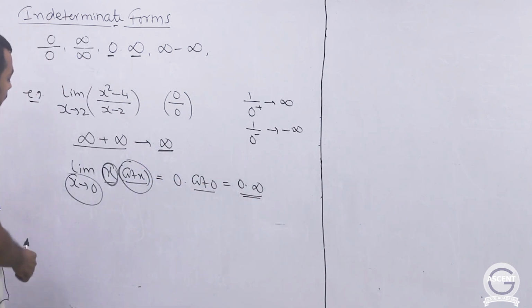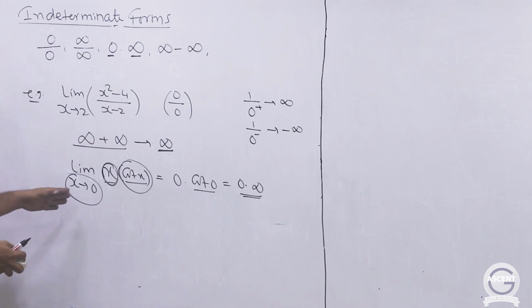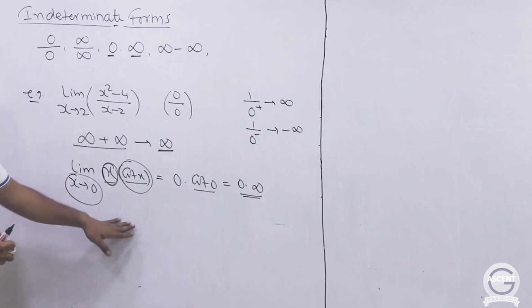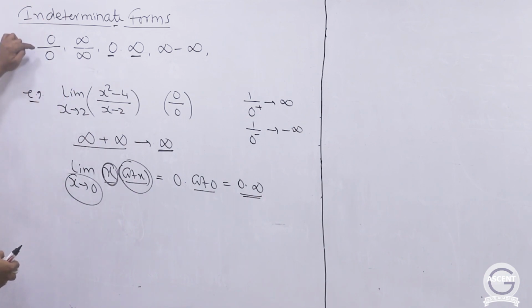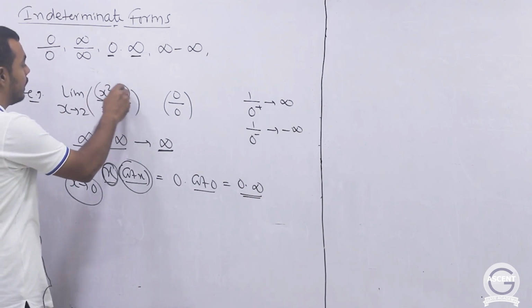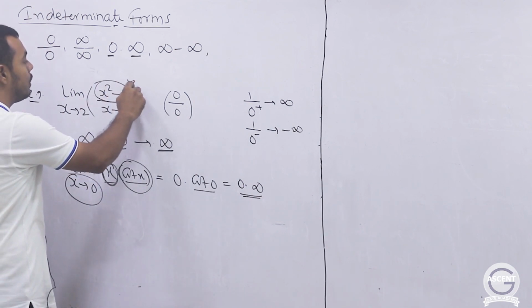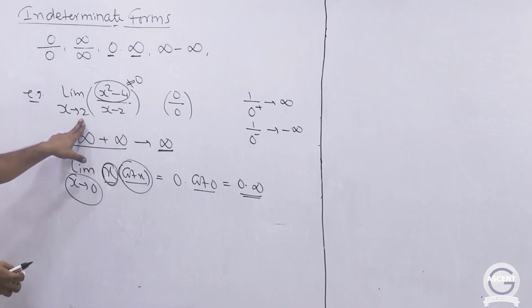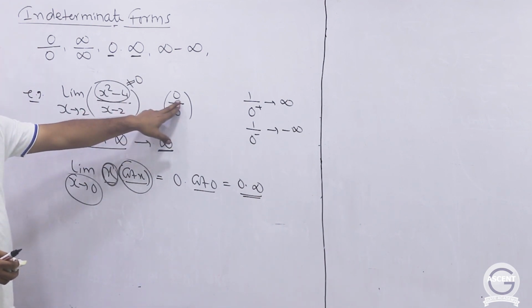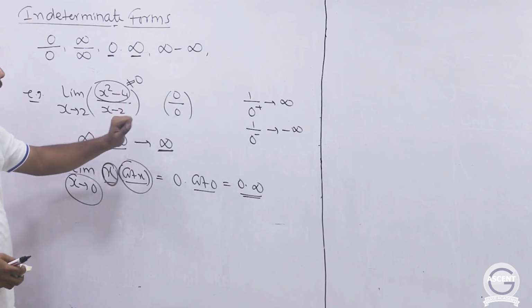Okay, if you have exact 0, then exact 0 multiplied by any number is always 0. All these indeterminate forms mean the numerator is approaching 0 and the denominator is approaching 0. You can see that x square minus 4 is not equal to 0. x square minus 4, when x is approaching 2, is approaching 0. These two things are completely different.